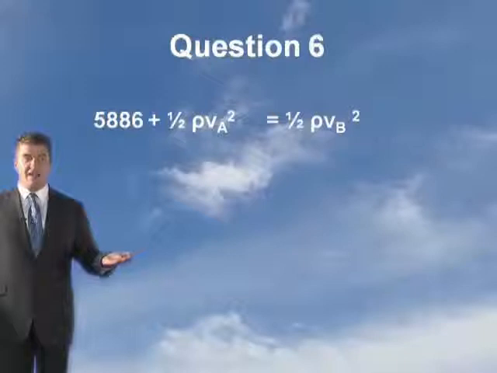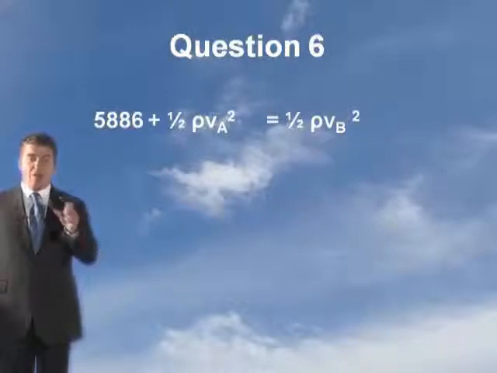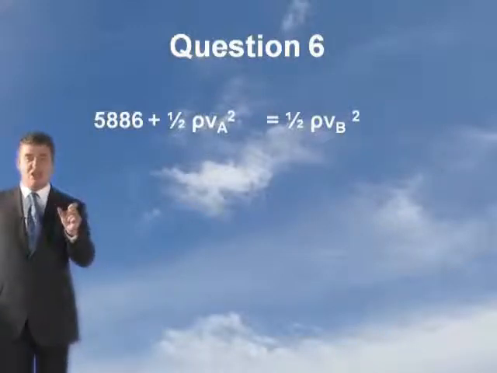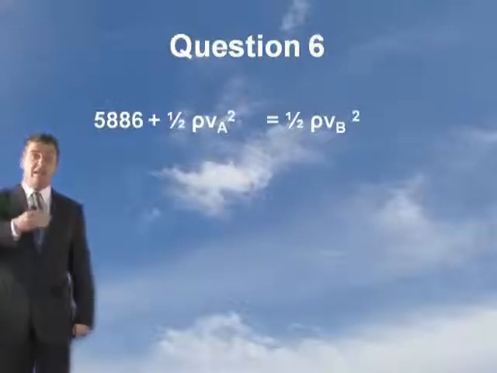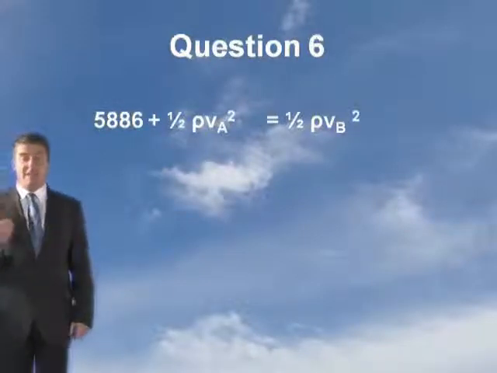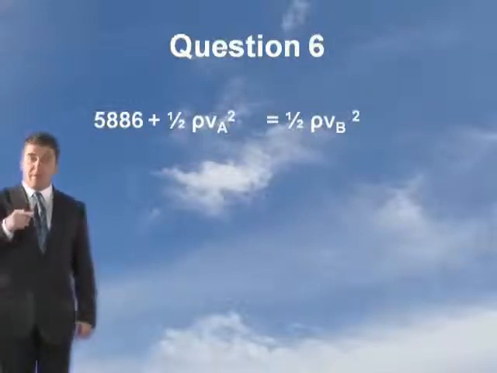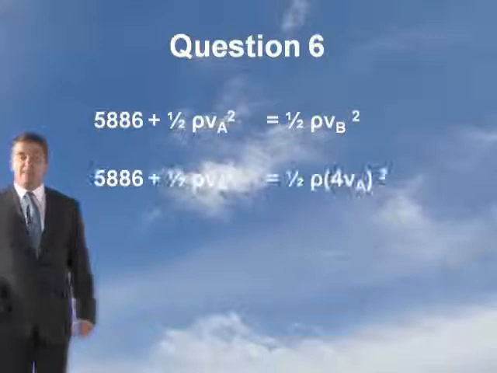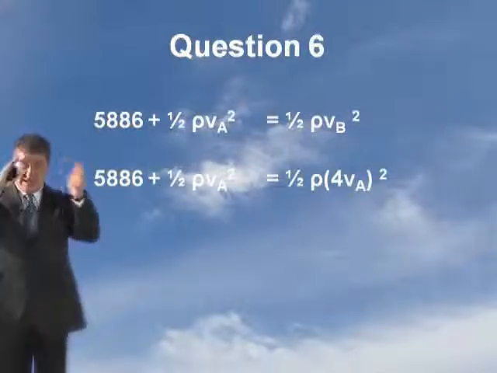So what do you do in the formula now? Look at this formula here. 5886 plus half rho VA squared equals half rho VB squared. Now all you do is where it says VB, you substitute in 4VA. Because VB equals 4VA, instead of putting VA in the second part of the formula, you put 4VA. Now that's 4 squared VA squared, you see, because it's in brackets.